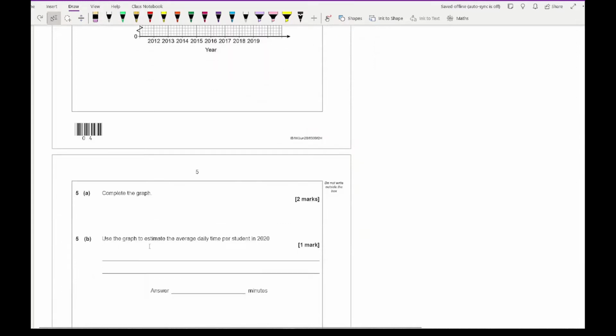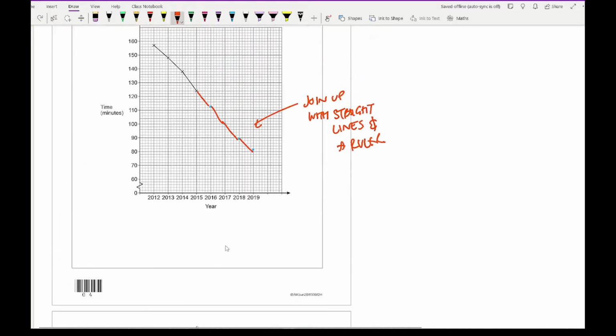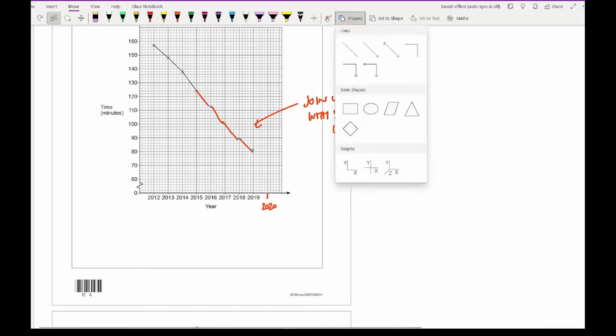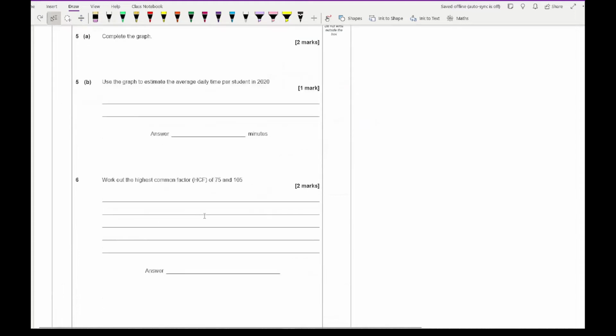So then it says use the graph to estimate the average daily time per student in 2020. Now 2020 is going to be here. If I draw a proper straight line, and let's do this in a different colour, marking out where it should be in terms of those points. I wouldn't say a line of best fit, but roughly where it should be. I would say somewhere along the lines of the low 70s. So I would go for an answer between 70 and 78, which should be fine.